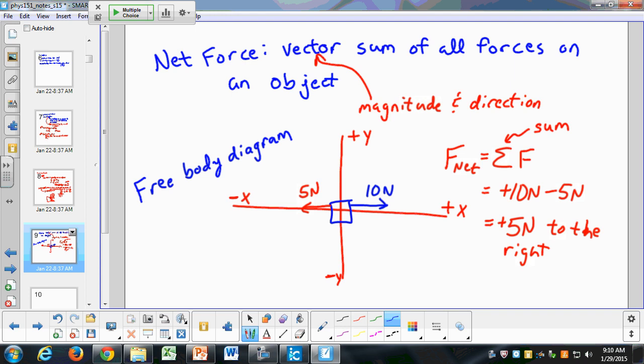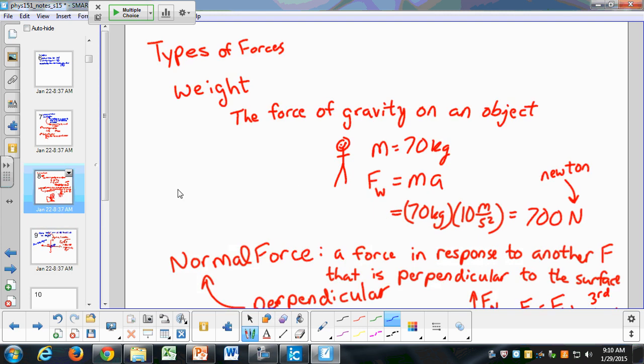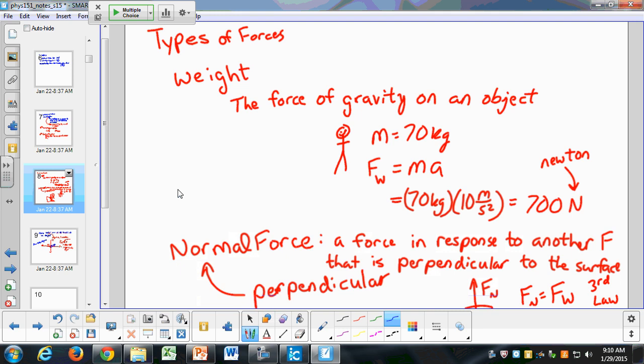Sorry, I meant to do those last time before we got into forces. Let me just sort of recap quickly. We've gone over types of forces. One of those was weight, which is the force of gravity on an object. We can find the weight by multiplying the mass times the acceleration due to gravity on Earth. And so, for example, a typical person is about 70 kilograms, so they're about 700 newtons.